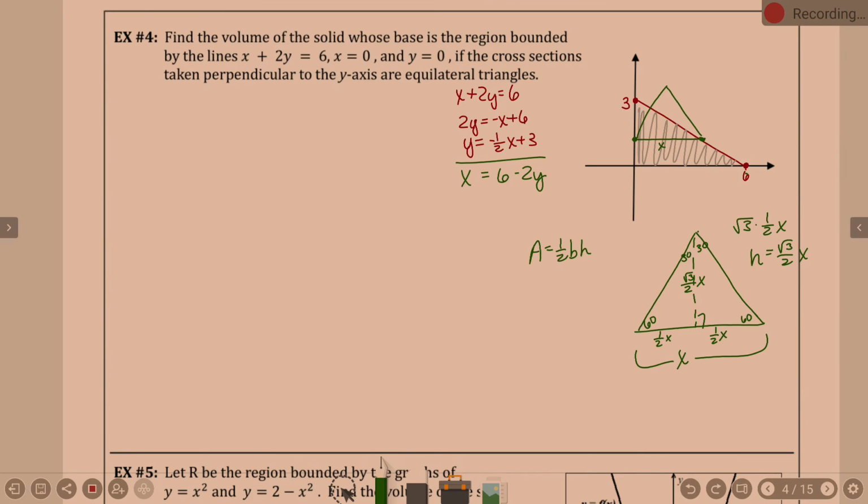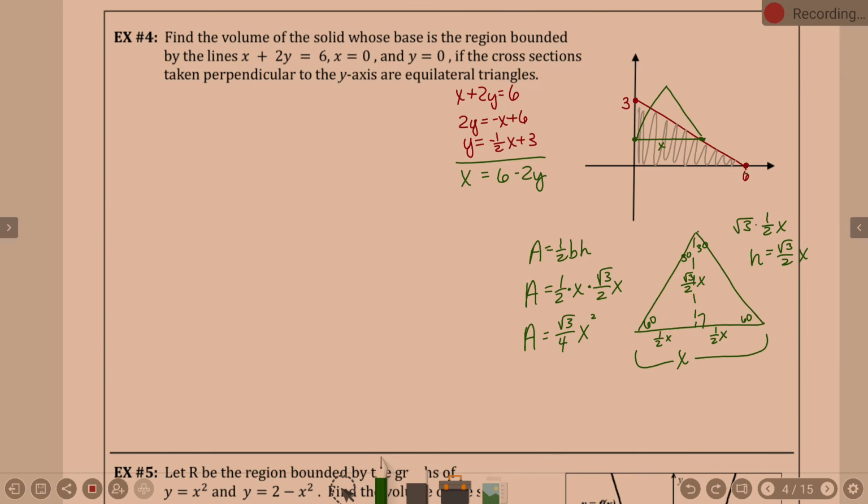Okay, so did you guys come up with an area formula for yourself? 1/2 times the base. What was the length of my base? The whole base, x, times the height, which is square root of 3 over 2 x. Square root of 3 over 4 x squared.